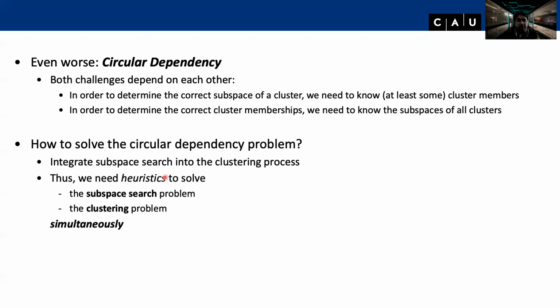And the question is, how can we overcome the circular dependency problem, or at least mitigate the effect? The idea is to integrate subspace search into the clustering process. And therefore, we need heuristics, as mentioned before. These heuristics have to solve or approach the subspace search problem and the clustering problem simultaneously. So in local PCA, we had the projection distance. This projection distance is one way for the subspace search, and at the same time for the cluster assignment, for saying this object belongs to this medoid or that object belongs to the other medoid, simultaneously.